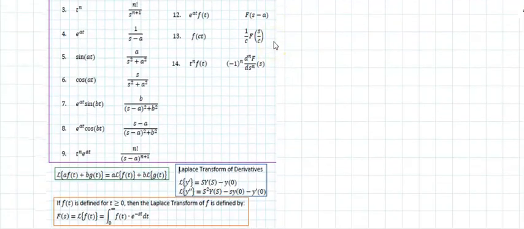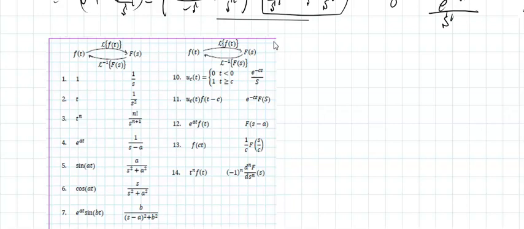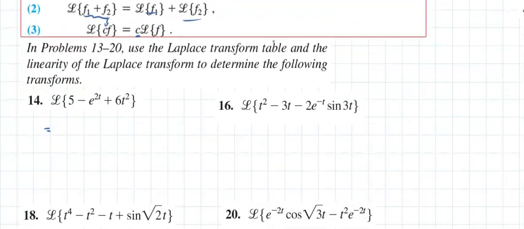well, I look for 5. I notice 5 is number 1. That's a constant. The Laplace is going to be 1 over s in this case. So 5 times 1 over s. And you have to tell me by which number. That was by property 1.